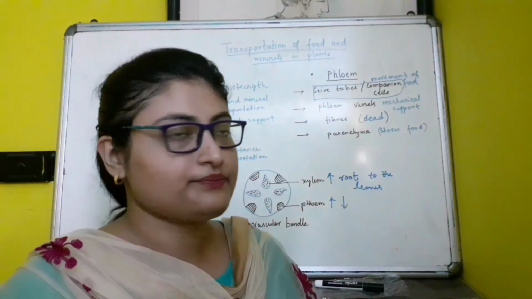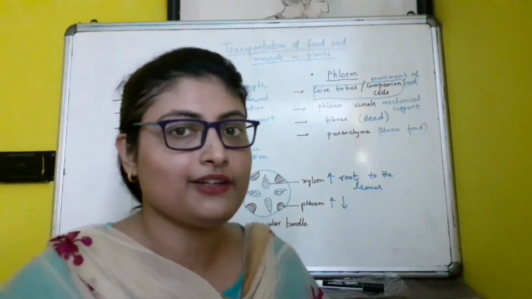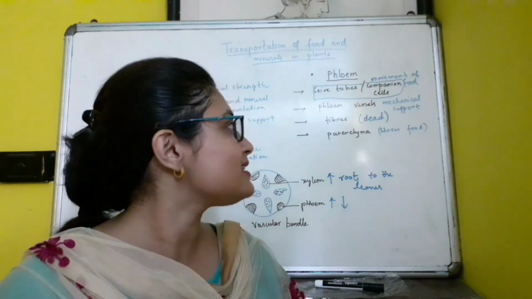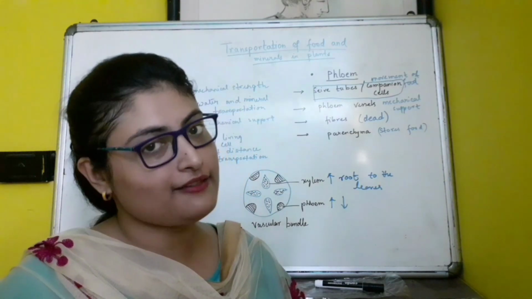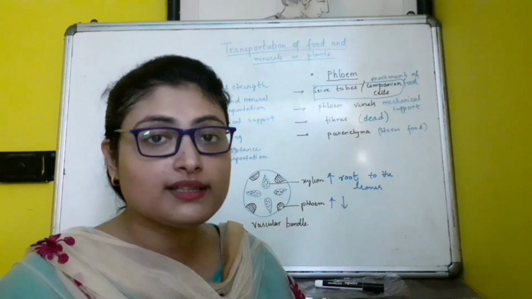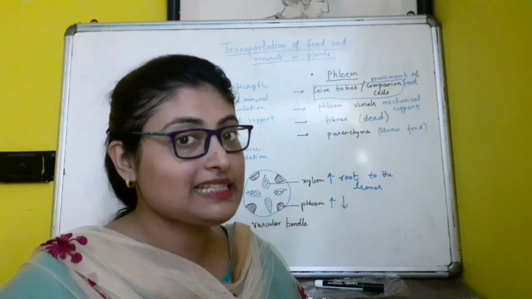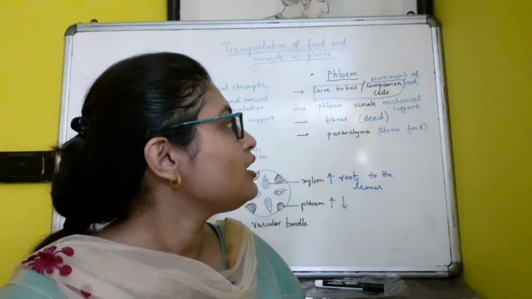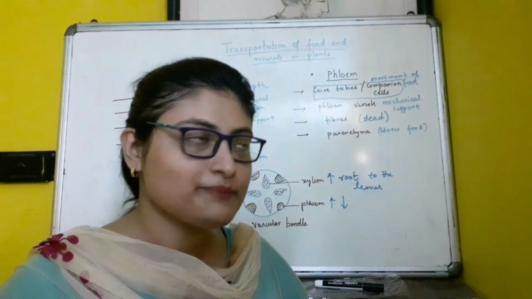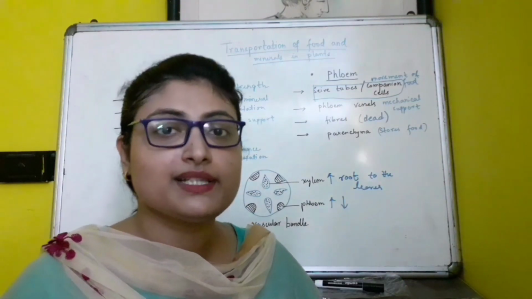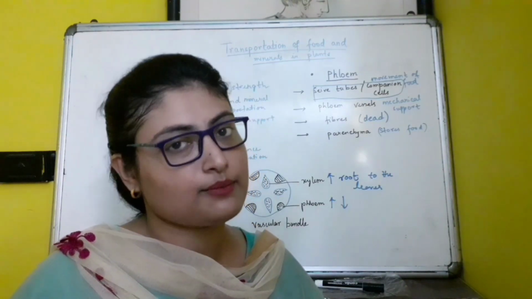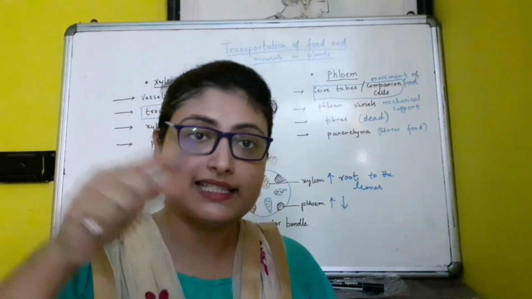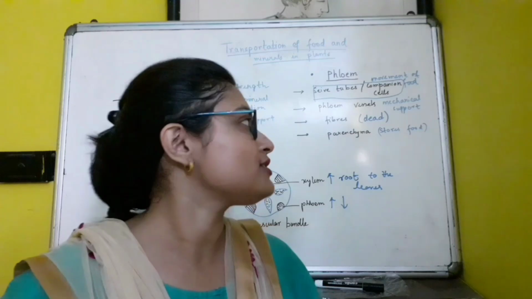Next is phloem. Phloem also has 4 different kinds of cells. One is sieve tube, and another is the companion cell. Then there are phloem vessels, phloem fibers and parenchyma. All the cells of phloem are living except phloem vessels and phloem fibers. Now, what is the function of the cells of phloem? Sieve tubes help in the movement of food from the leaves to the other parts of the plant. Sieve tubes and companion cells translocate food from the leaves to the other parts of the plant.